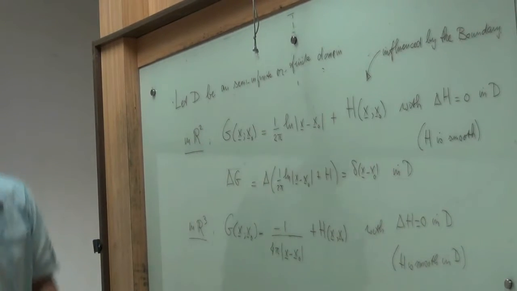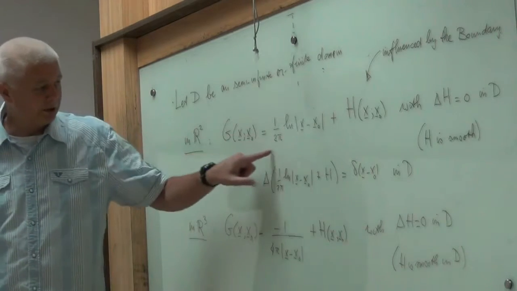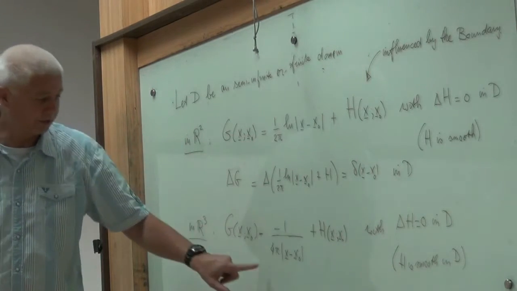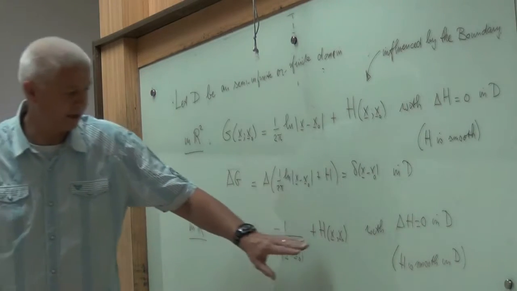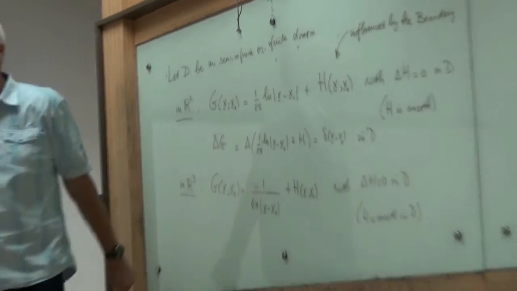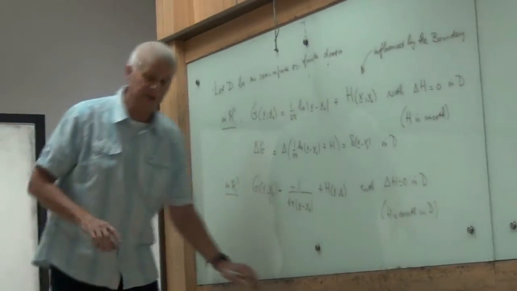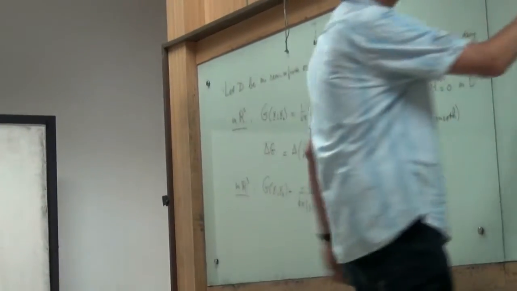So now you see how important it is that in R2 the singularity is always this, and in R3 it's always this. And then you have to figure out what your h function is depending on your boundary conditions. So I will start with an example.